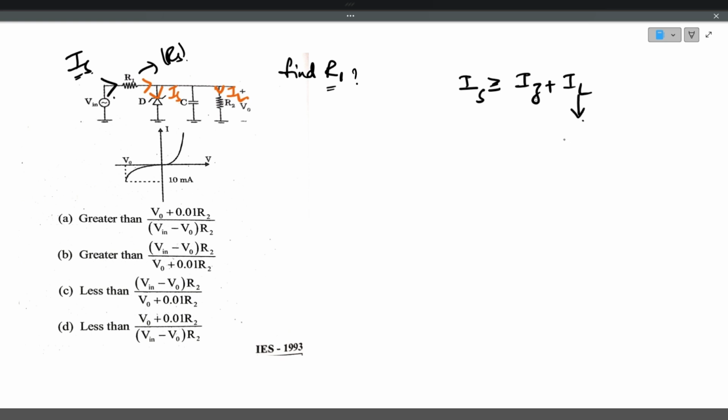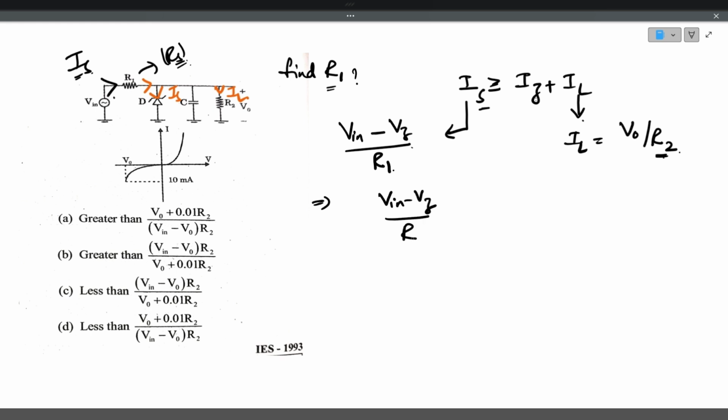Whereas IL can be written as the output voltage divided by the load resistance. Here the load resistance is R2. And IS, that is the series current, can be given as V input voltage minus V Zener voltage divided by R1. R1 is nothing but the series resistance in our case. Here the Zener current IZ is also given as 10 milliamps. That is given in the question itself.